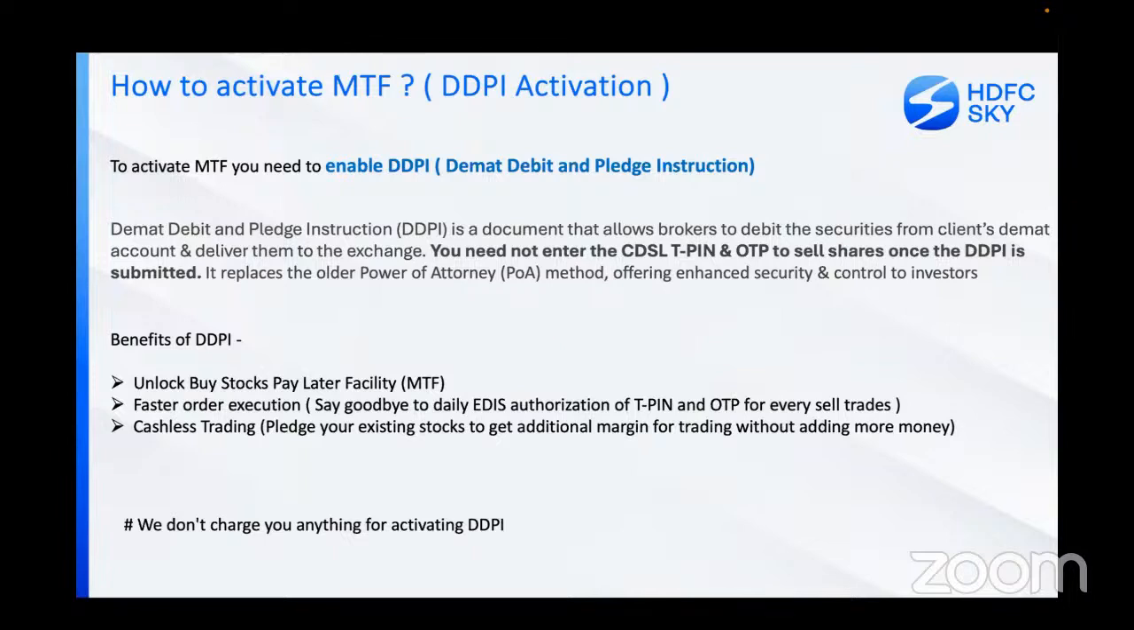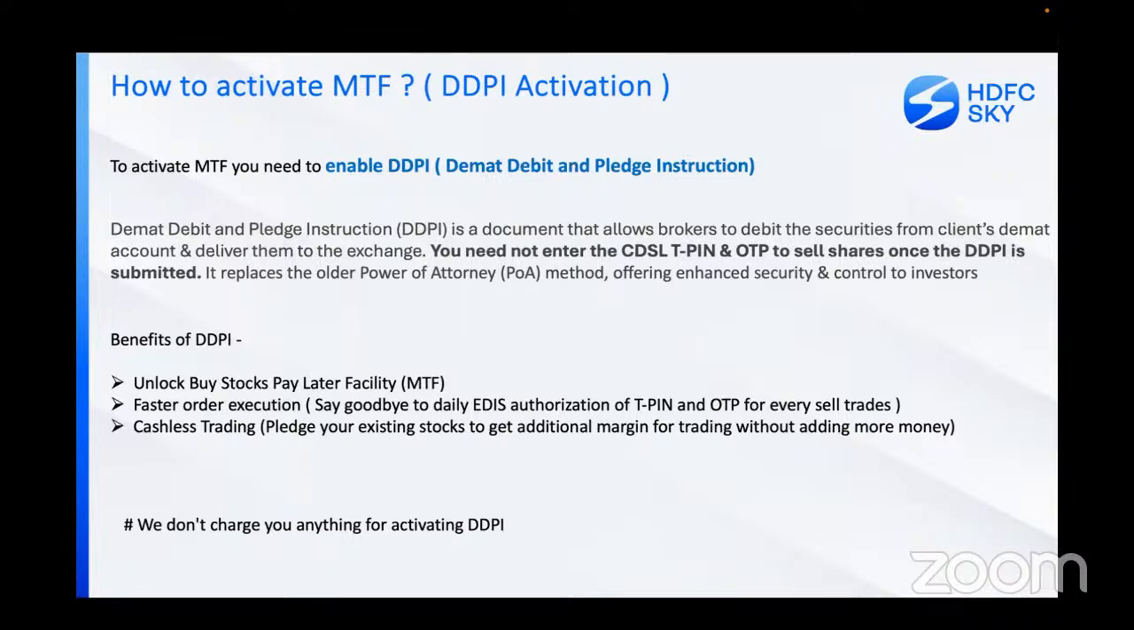Also, one of the primary reasons why a client should enable DDPI is for faster order execution. For example, if you hold any stocks and you want to sell those stocks, you are redirected to CDSL in order to enter your T-pin. Sometimes the client is not handy with that T-pin, and again it asks you to enter the OTP to sell the shares. So sometimes it becomes tedious. If you activate your DDPI, your stocks would be sold on one click. The order execution would be fast.